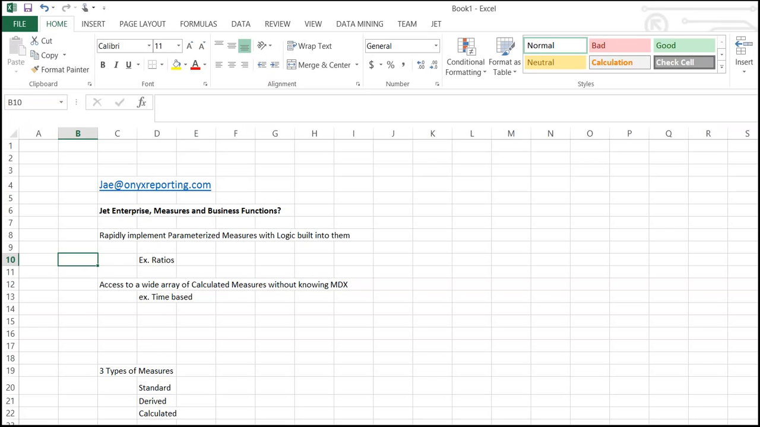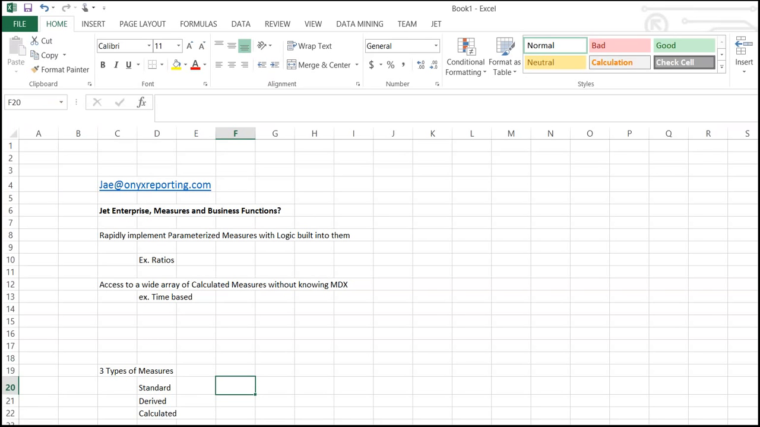Okay, so in the grand scheme of life, a measure is a calculation. It's a calculated field like profit margin, sales amount, cost amount, daily sales. These are all different measures. In the grand scheme of life, there are three types of measures: standard, derived, and calculated. Those are the measures. Now, why do we have business functions?